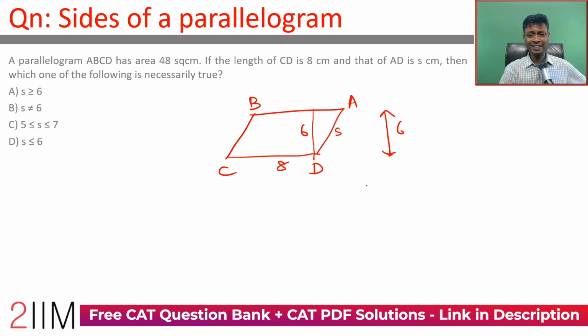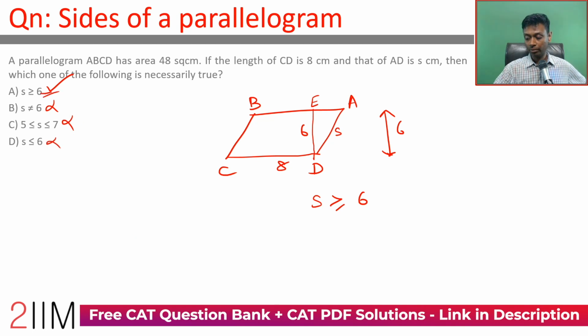Then which one of the following is necessarily true? See, this is the right triangle with 6 as the height and S as the hypotenuse. So S is greater than or equal to 6. That we know for sure. It cannot be less than 6. So this works. Not equal to 6, we cannot say. Between 5 and 7, no. Less than or equal to 6, no. This is it.